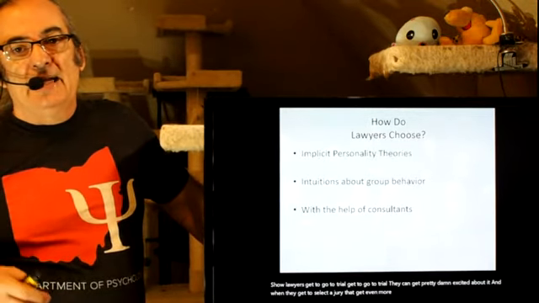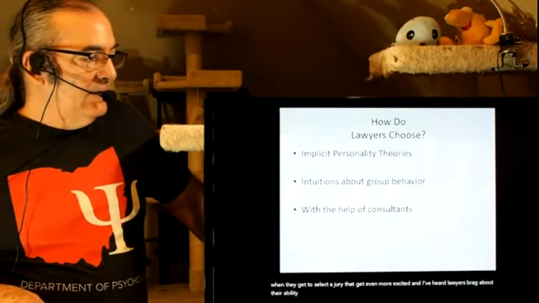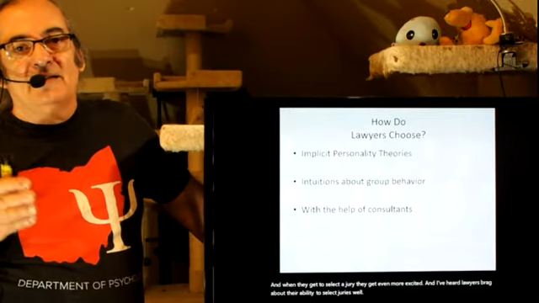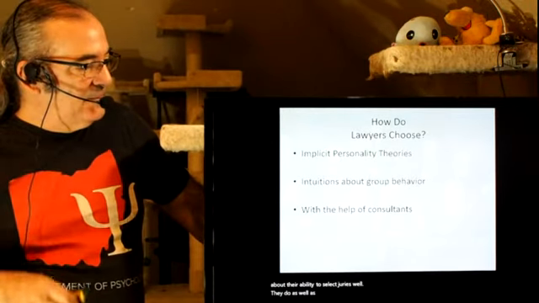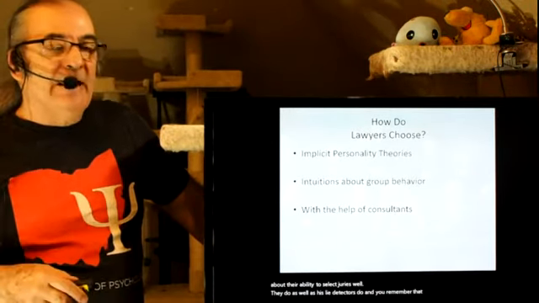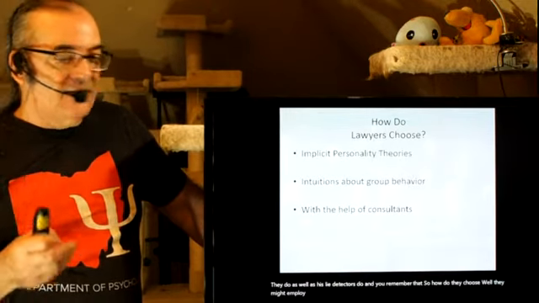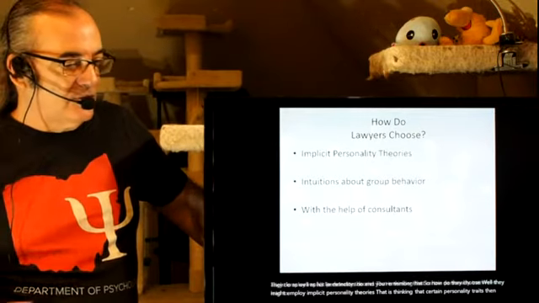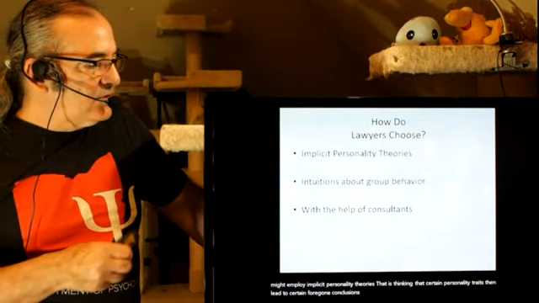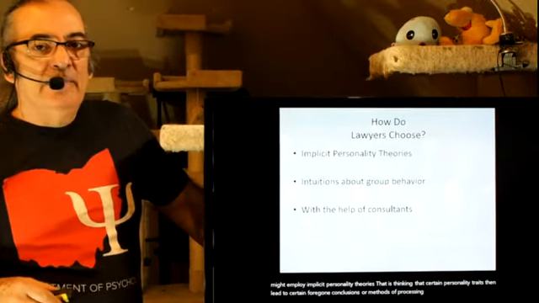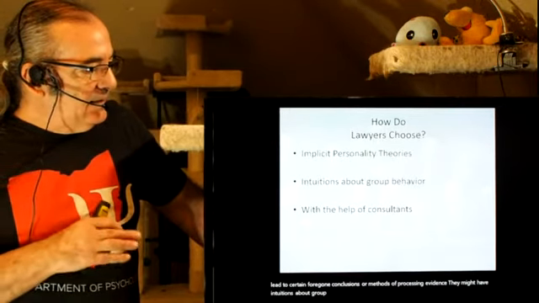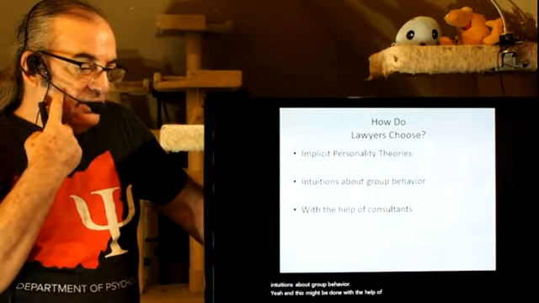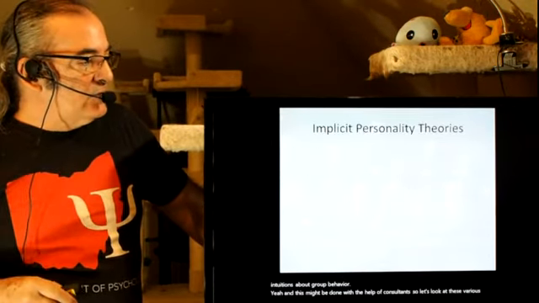And I've heard lawyers brag about their ability to select juries. Well, they do about as well as lie detectors do, and you remember that. So how do they choose? Well, they might employ implicit personality theories, that is, thinking that certain personality traits then lead to certain foregone conclusions or methods of processing evidence. They might have intuitions about group behavior, and this might be done with the help of consultants. So let's look at these various ways that lawyers might engage in this process.